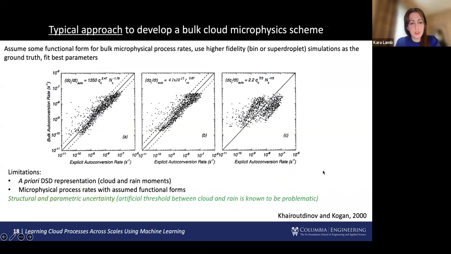So there are some limitations with this type of approach. We have these a priori representations of the droplet size distribution in terms of cloud and rain moments that we don't necessarily know are the optimal representation. And we also make some assumptions about what types of functional forms we're looking at for the microphysical process rates. This leads to both structural and parametric uncertainty, and we know specifically for collision coalescence that the artificial threshold between cloud and rain is problematic because we can't fix the same threshold across all regimes in the atmosphere. A drizzling cloud would need a different threshold than a heavily precipitating cloud.